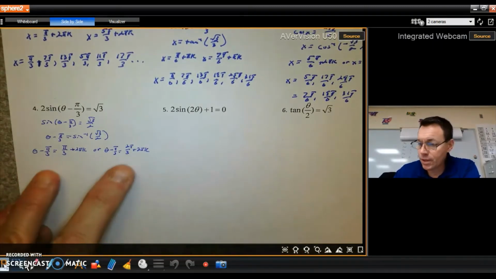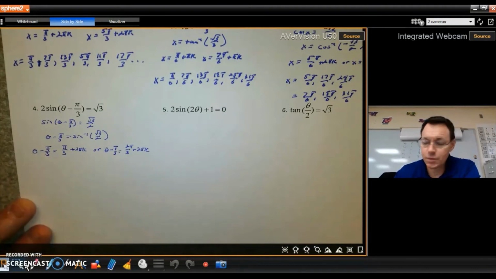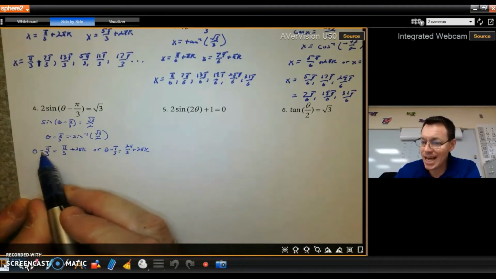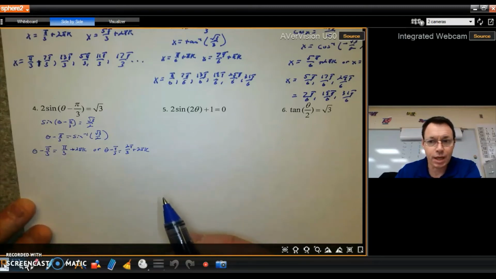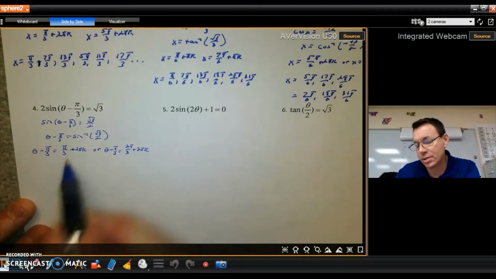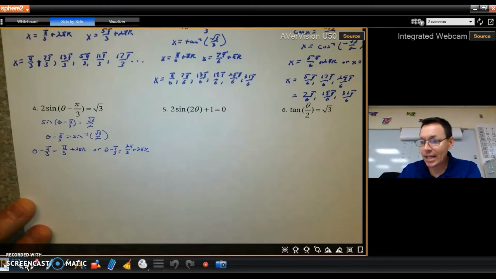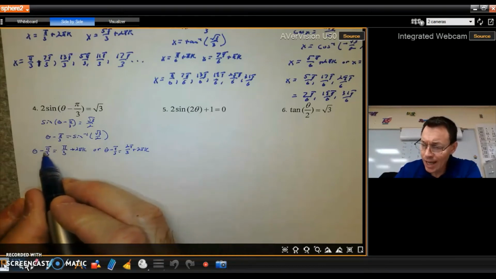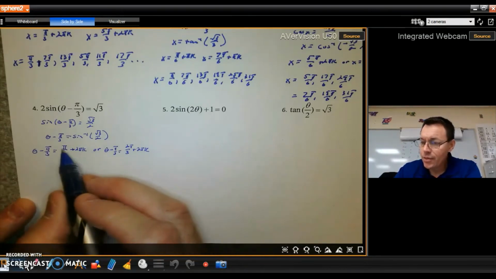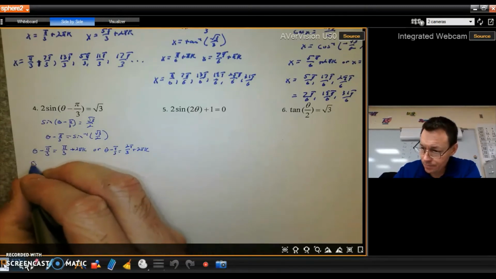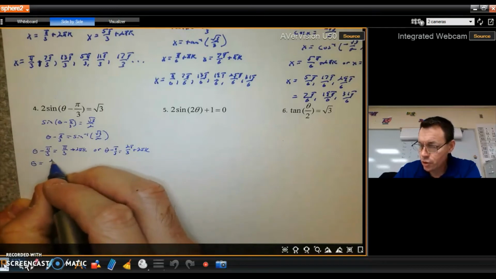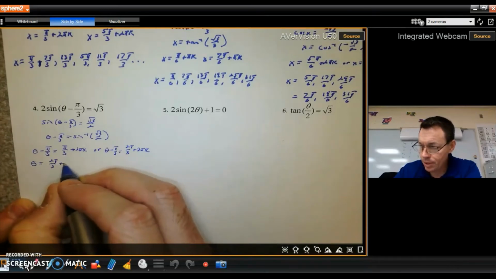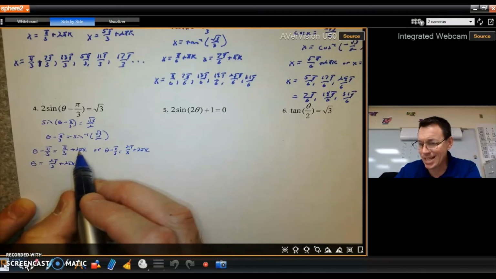So both of these are not done. We haven't solved for theta yet. So on both of these, we're now going to have to add the pi over 3 to both sides. Now when you add something to both sides, you need to simplify by adding any like common terms that you have over there, any like terms. So when I add pi over 3 to both sides, this pi over 3 that's already over here is going to get added to that pi over 3. So theta equals 2 pi over 3 plus 2 pi k.